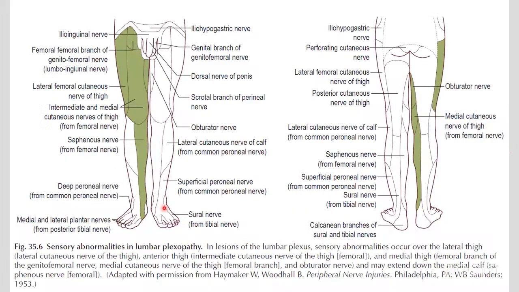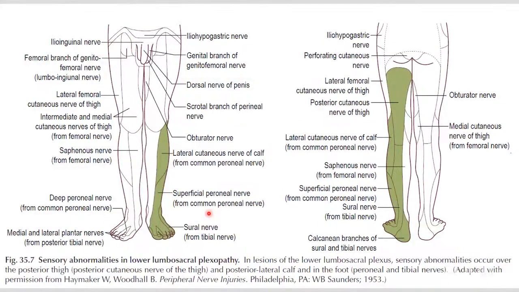Sensory abnormalities in lumbar plexopathy. The first picture shows the anterior aspect, that is supplied by the intermediate cutaneous nerve of thigh, and the medial thigh by the femoral branch of the genitofemoral nerve. The medial cutaneous nerve of thigh supplies the medial part of the thigh, and it may extend down into the calf via the saphenous nerve. These are the sensory abnormalities for upper lumbosacral plexopathy, and these are the sensory abnormalities for lower lumbosacral plexopathy.